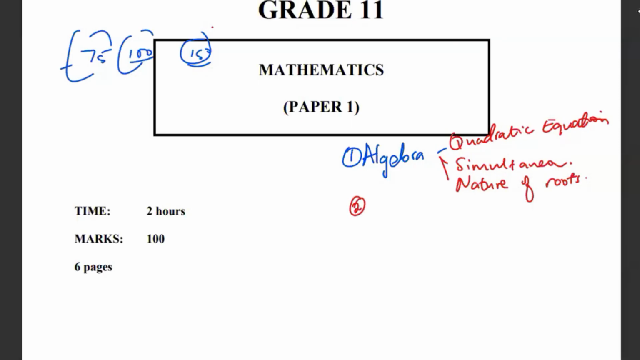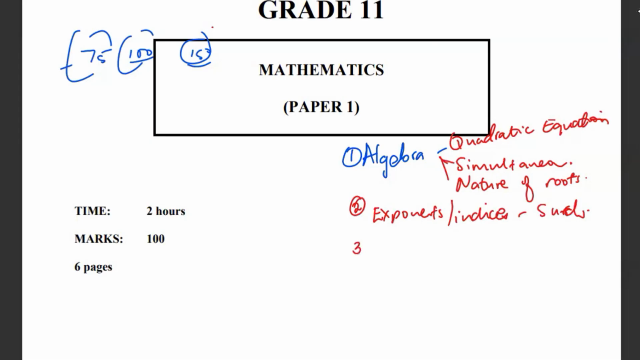Then 2, we have the exponents. People call them indices, exponents and indices, that's the plural of index. Under this, even surds could be asked within here. Then what else do we have?